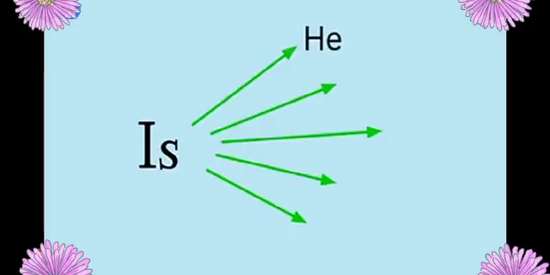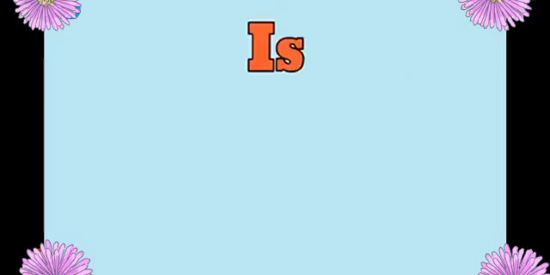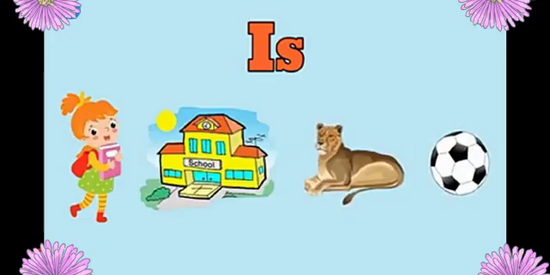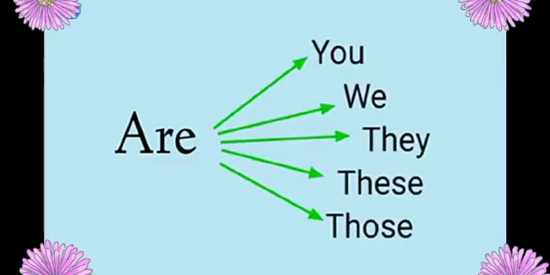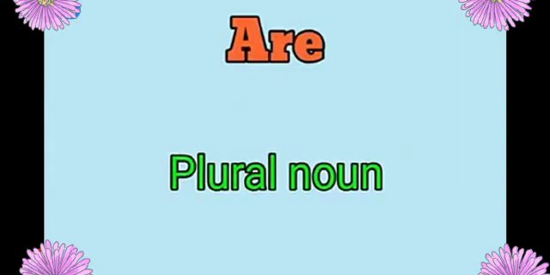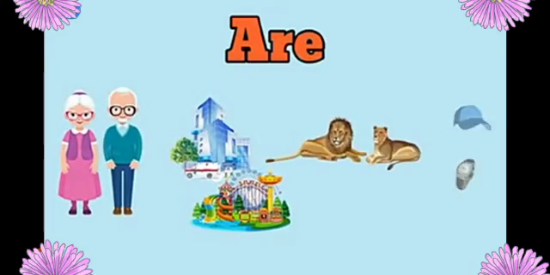Is is used with he, she, it, this, that. यानी इसके ये 5 फ्रेंड्स हैं जिनके साथ ये यूज़ होता है. Is is used with singular nouns, a girl, place, animal or a thing. Kids, we use are with you, we, they, these, those. Like, are is used with plural nouns, persons, places, things and animals.